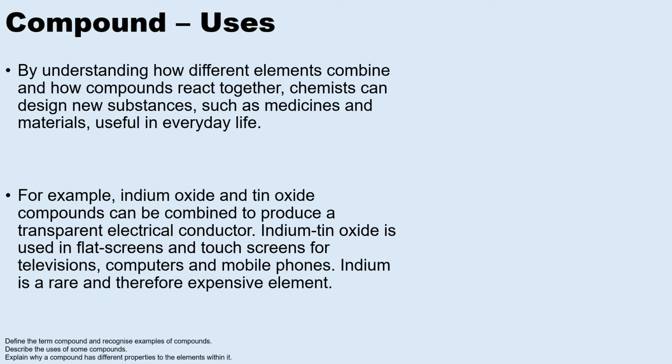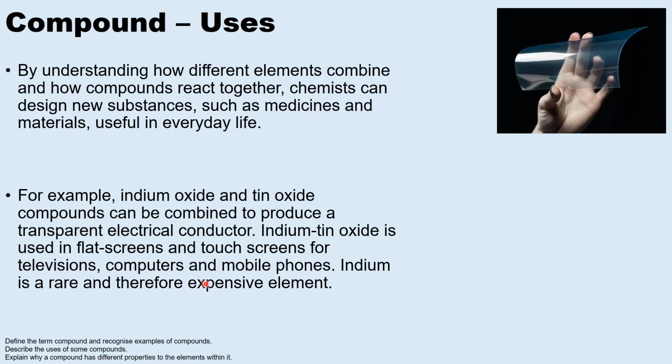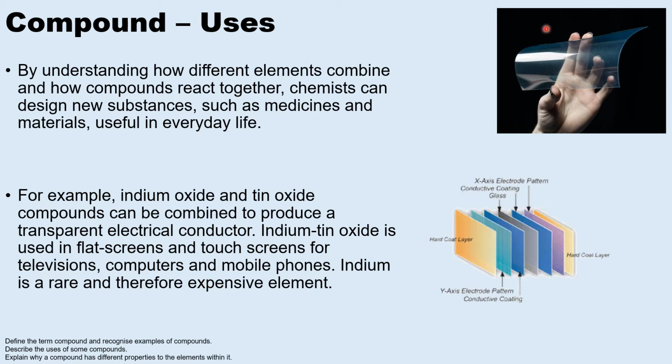For example, we have Indium Oxide and Tin Oxide, and they can be combined to produce a transparent electrical conductor. Indium Tin Oxide is used in flat screens and touch screens for televisions, computers, and mobile devices. And indium is a very rare and therefore expensive element to obtain. So there it is, that's your indium oxide.